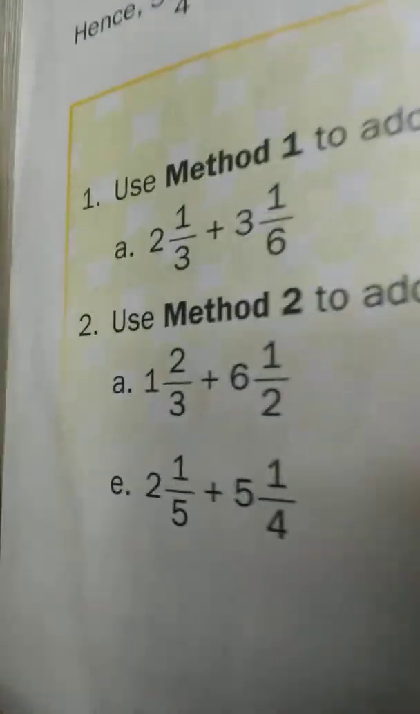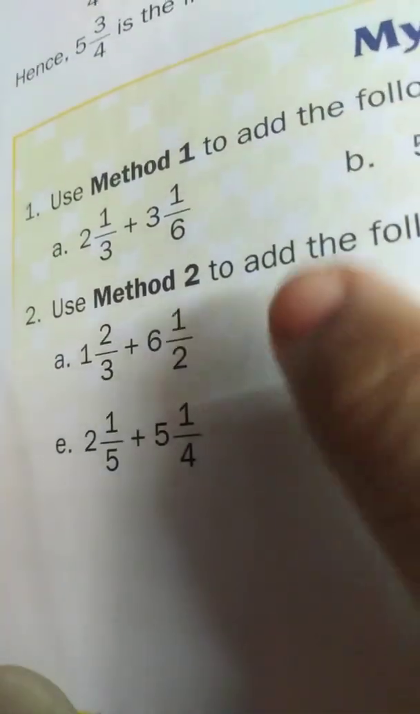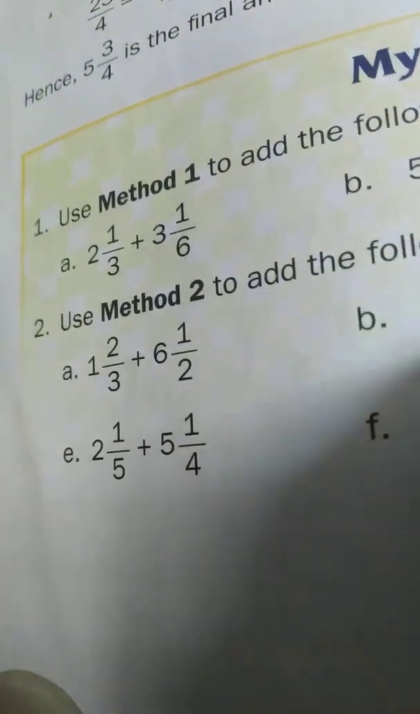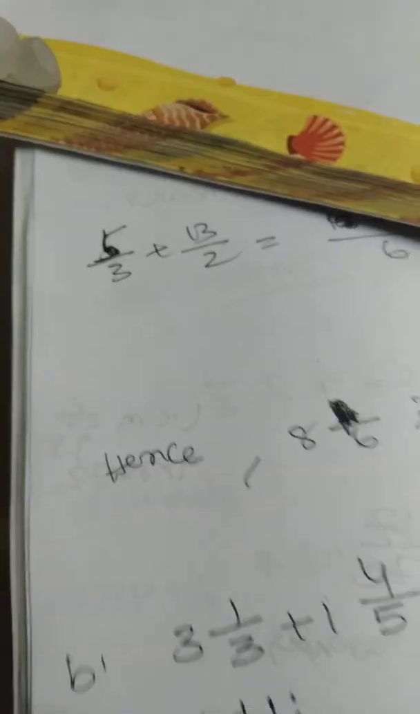Same now for My Practice Time 4C. They have given two sections. The first section: you need to use method 1 to add the following mixed numbers. The second section: using method 2, you need to add the following mixed numbers. Understood? I feel that method 2 is very easy rather than method 1. Both are easy only. Let us see the first problem from My Practice Time 4.